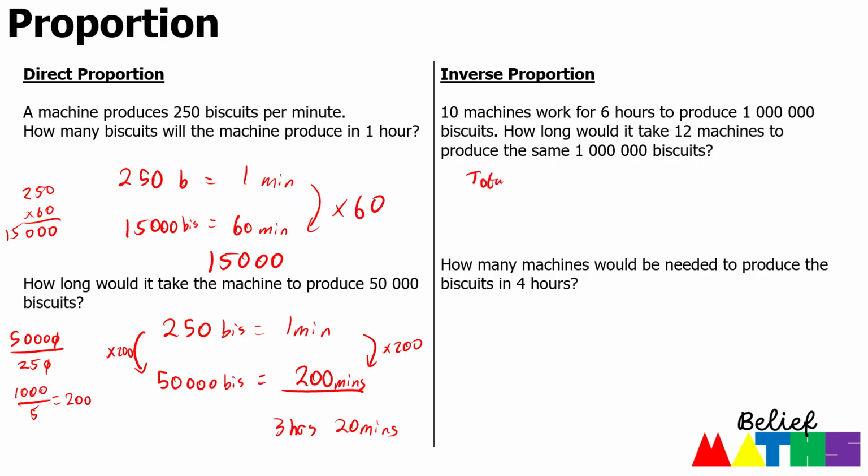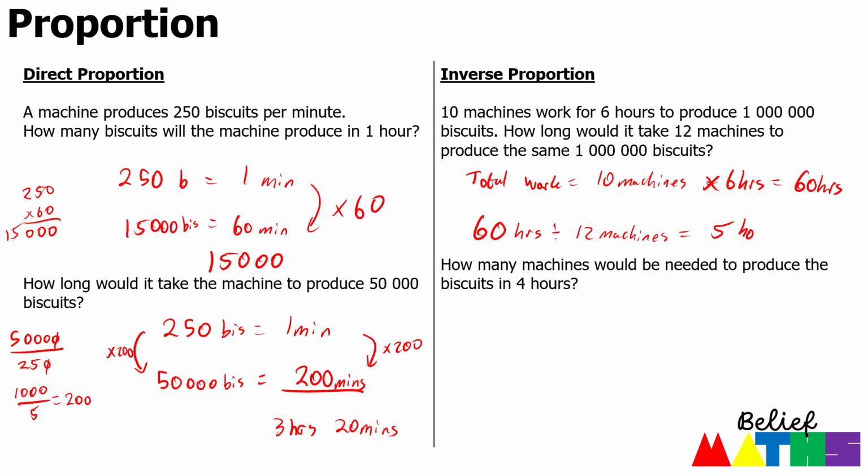So the total work is 10 machines working for 6 hours. So 10 times 6 hours is 60 hours of work. And that's a great start, because what we can then do is, okay, well, if I've got 12 machines, I can just do my 60 hours divided by my 12 machines. That just gives me 5 hours, because it's 5 hours per machine.